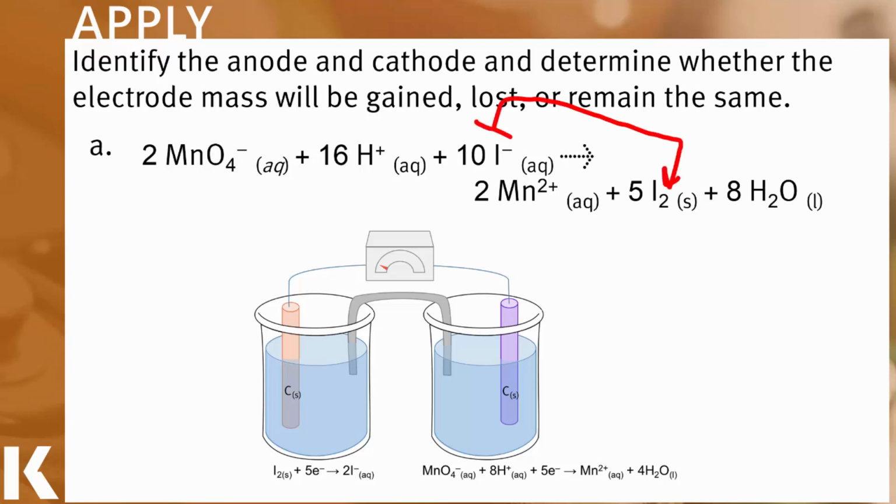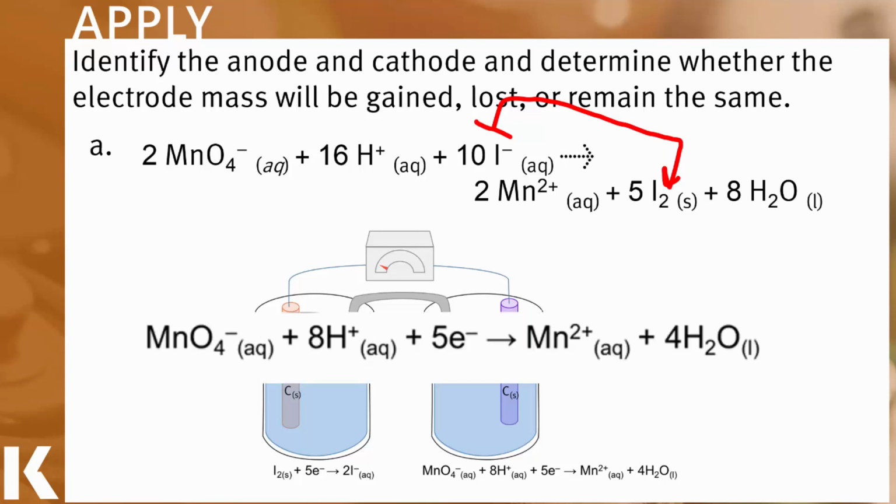I notice that we have iodide, I-, going to elemental iodine. For the iodine to go from -1 up to 0, which would be its oxidation number in the elemental form as solid iodine, the iodide must be losing electrons, because minus and minus is a plus. So our iodide, I-, is being oxidized, and that will be happening at the anode, of course.